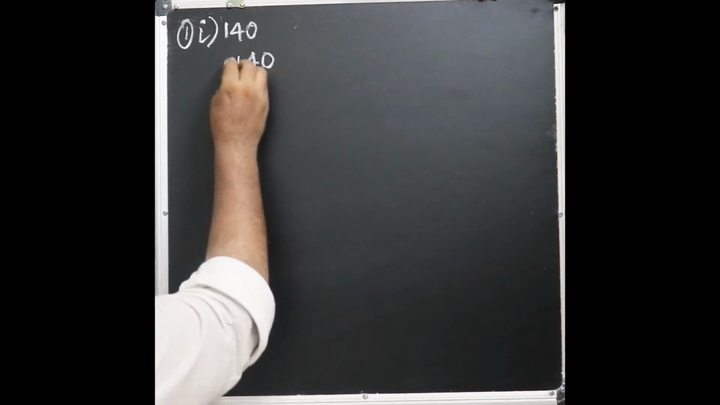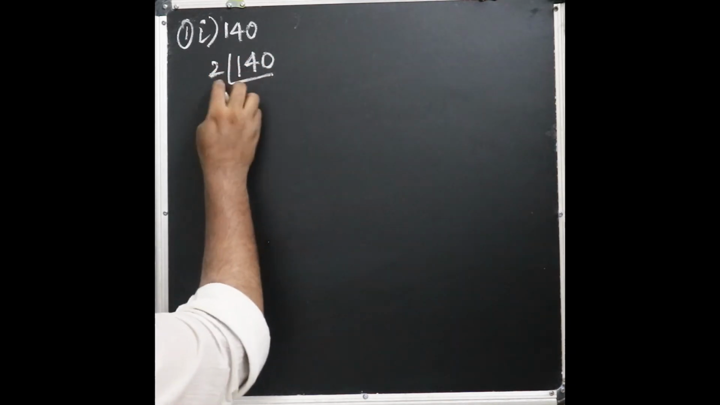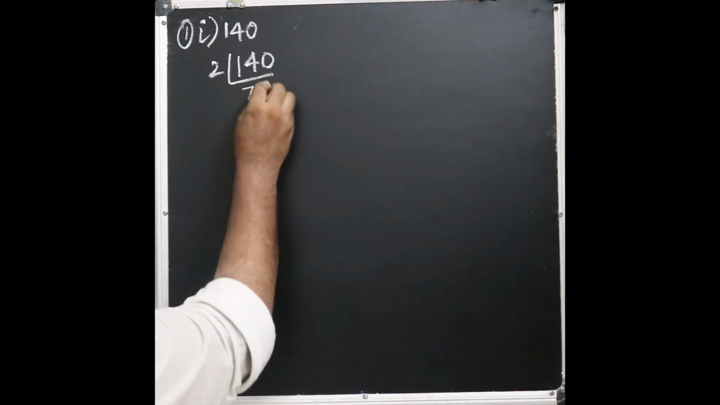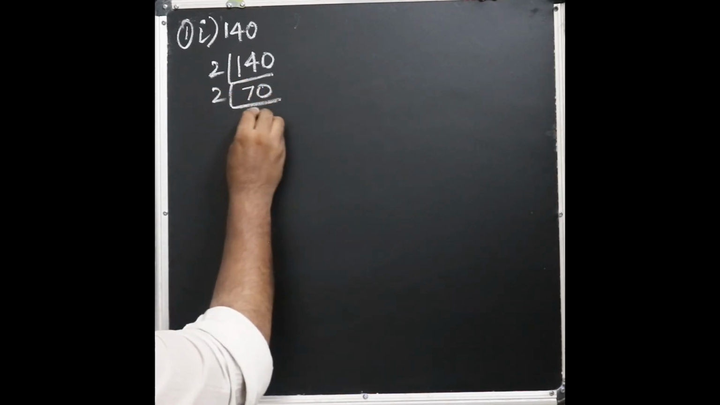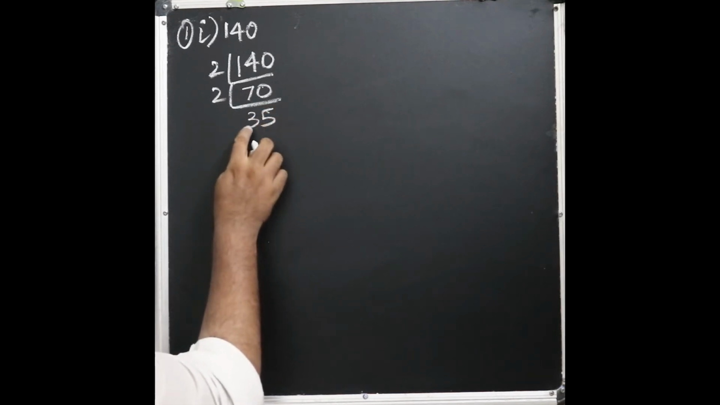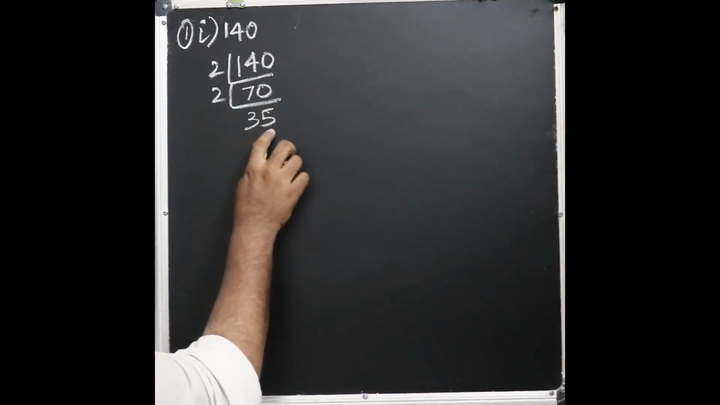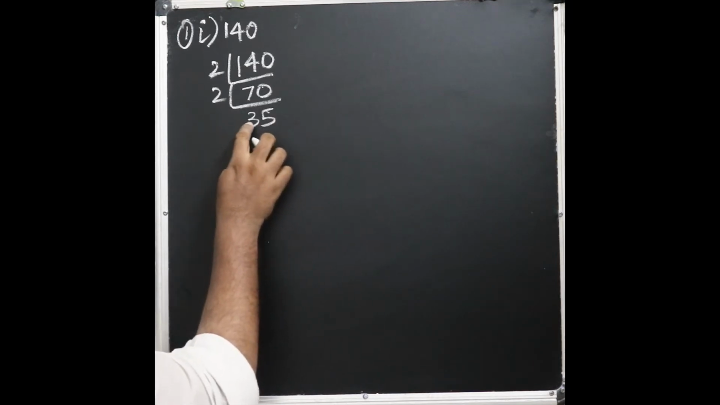This is an even number, so it is divisible by 2. When you divide by 2, you will have 70. Again it is even, so you can divide by 2, so you will have 35. Now this number is not divisible by 3 because 3 plus 5 is 8. 8 is not divisible by 3, so this is not divisible by 3.